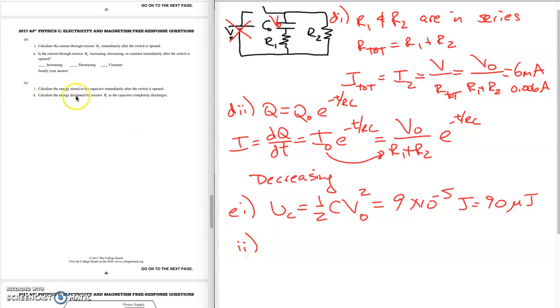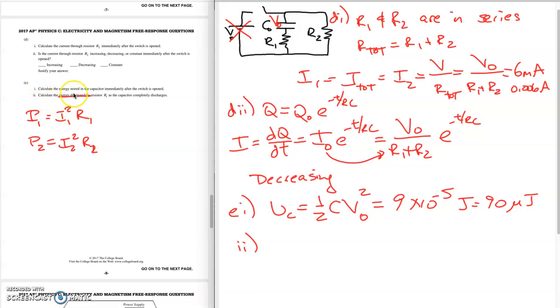For part 2, the energy dissipated by the resistor. All right, energy dissipation is related to power dissipation. So power is going to be I squared R, so power 1 is I1 squared R1, and power 2 is going to be I2 squared R2. But remember, way back up here in part D, part 1, the I total is going to be the same as I2, which is also going to be the same as I1. So these two currents are the same, and these two resistances, that's where the difference comes in.